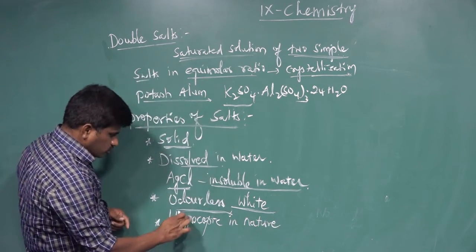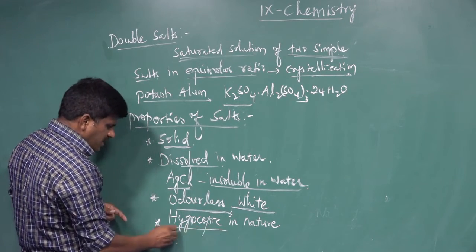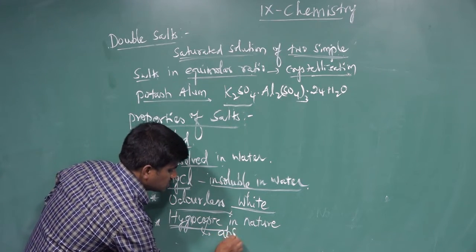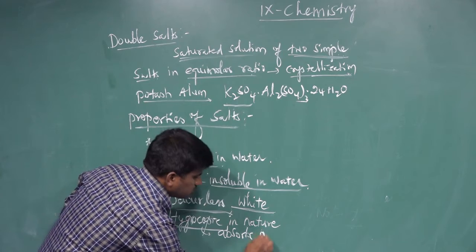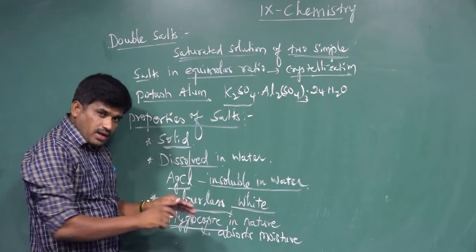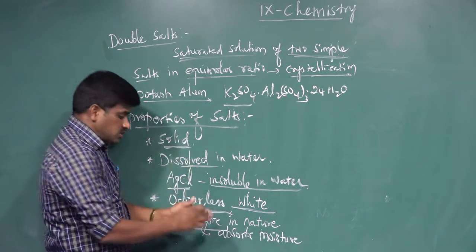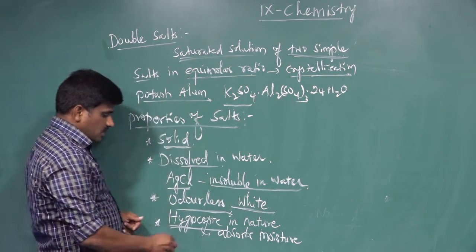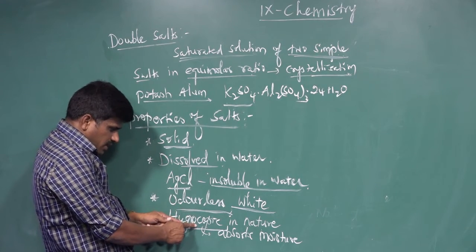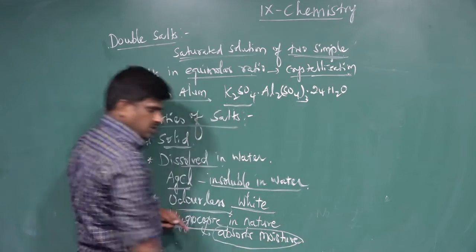Salt is hygroscopic, that is H-Y-G-R-O, hygroscopic in nature. What is the meaning of hygroscopic? It is a substance which absorbs moisture from the surroundings. This is actually why the salt is in crystalline form. The salt contains moisture, so that's why the salt is in crystalline form. That nature is called hygroscopic. The meaning of hygroscopic is that it absorbs moisture from the surroundings.